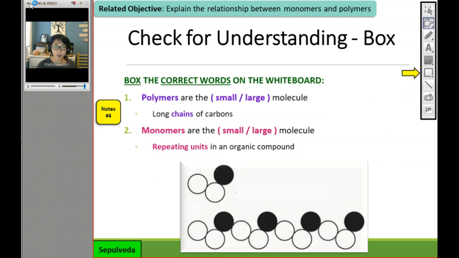All right, let's go ahead and make sure that this makes sense. I'm going to go ahead and give you your whiteboard tools. Box the correct words on the board. Polymers, are they the small or the large molecule? Remember, the definition of a polymer is long chains of carbons. And monomers, are they the small or large molecule? Remember, a monomer is a repeating unit in an organic compound. Go ahead, box those up on the board for me. Let's begin to practice that. Let's see who I see up there.